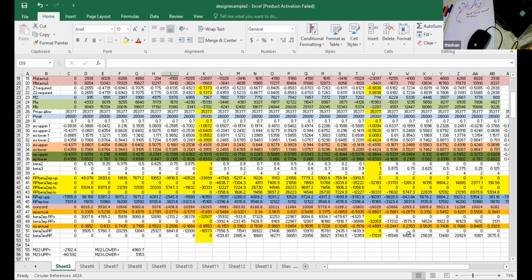And that is the beauty, because you can see there are so many extra things we have checked while doing this spreadsheet.